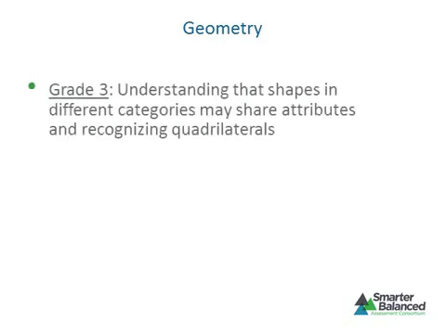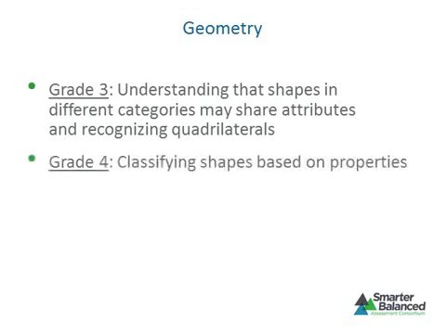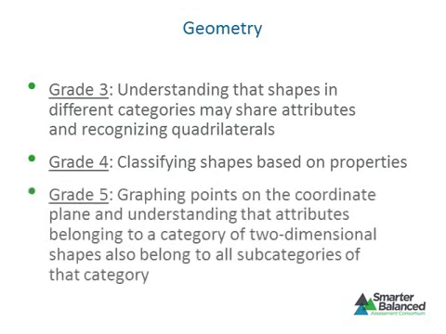Geometry moves from understanding that shapes in different categories may share attributes and recognizing quadrilaterals in grade 3 to classifying shapes based on properties in grade 4. In grade 5, students are expected to be able to graph points on the coordinate plane and understand that attributes belonging to a category of 2-dimensional shapes also belong to all subcategories of that category.